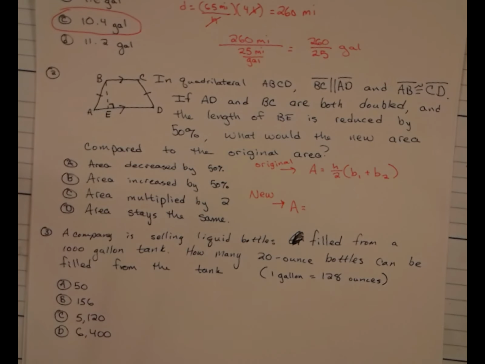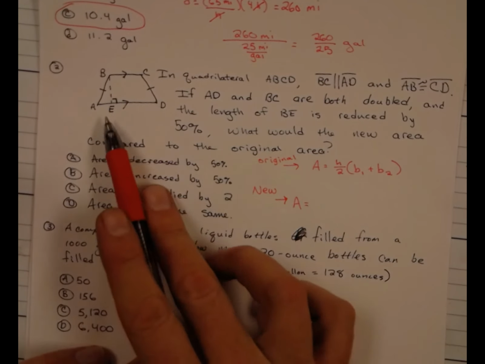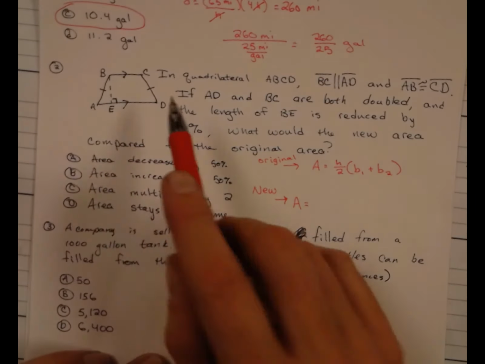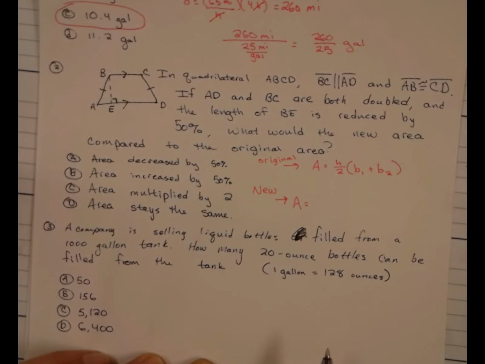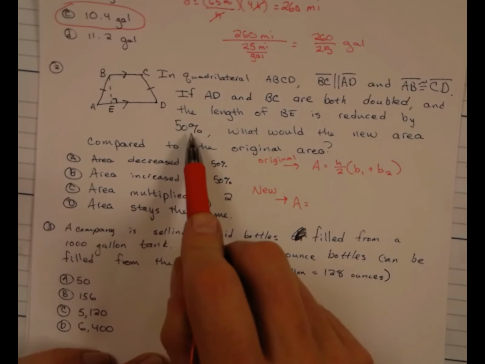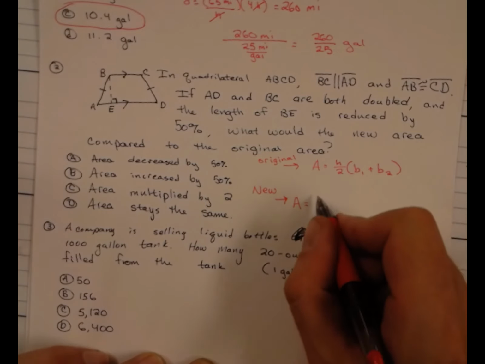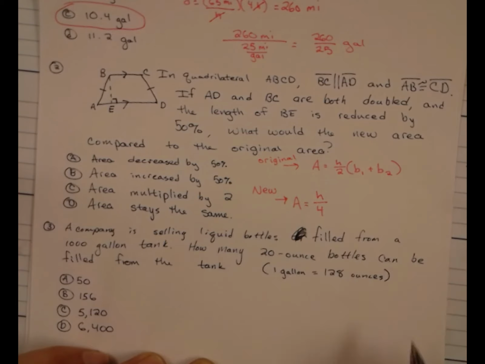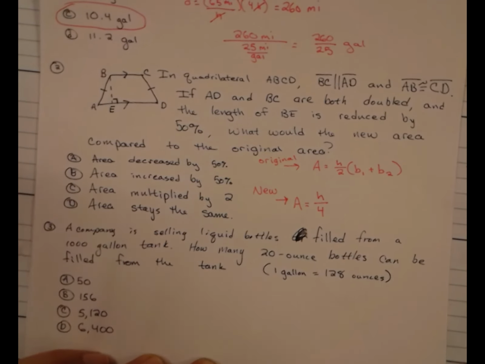All right, so let's carefully read the question and see how we are going to change our variables H, B1, B2. By the way, the bases B1 and B2, those are the parallel sides. So BC and AD are B1 and B2. The height is BE. All right, so what happens to the height? BE, the height, is reduced by 50%. So originally it was H over 2. To take half of H over 2, we can just look at H over 4.